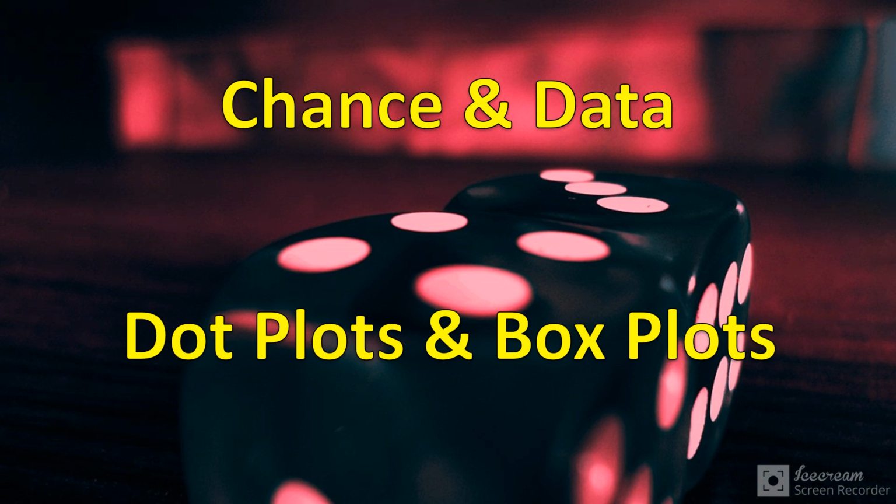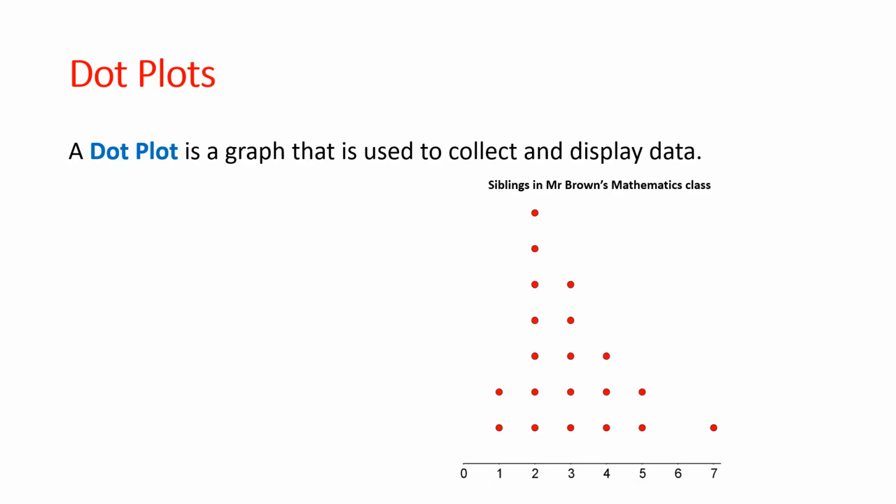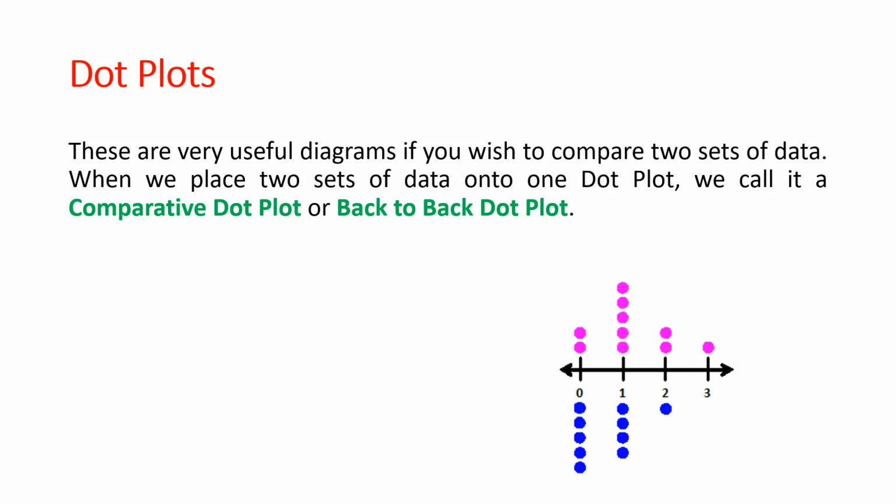In this video, we're going to talk about dot plots and box plots. Now, a dot plot is a graph that's used to collect and display data with dots. Here's an example of Mr. Brown's mathematics class and the number of siblings of each student. They're very useful when we want to compare two sets of data side by side.